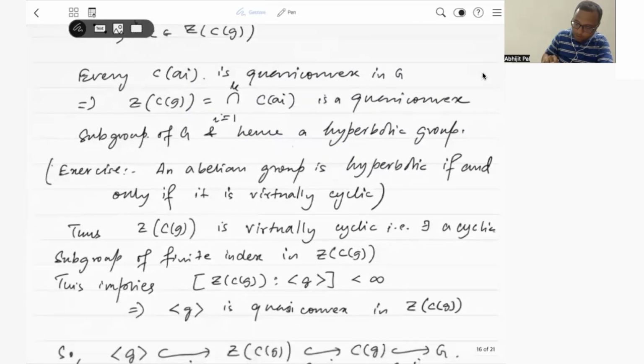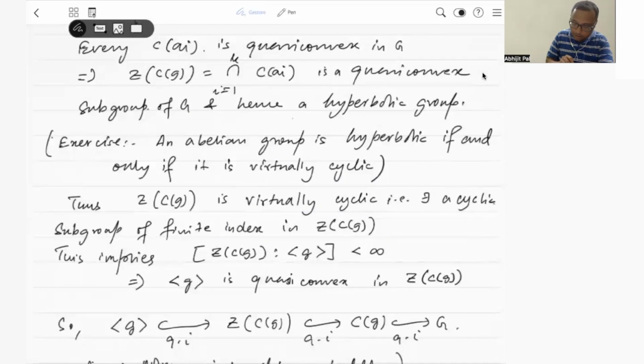Okay, so this is an exercise. One can show that if I take any abelian group which is hyperbolic, then it is virtually cyclic. Virtually cyclic means it has a cyclic subgroup of finite index. That is the meaning of virtually cyclic, and the converse is obviously true.